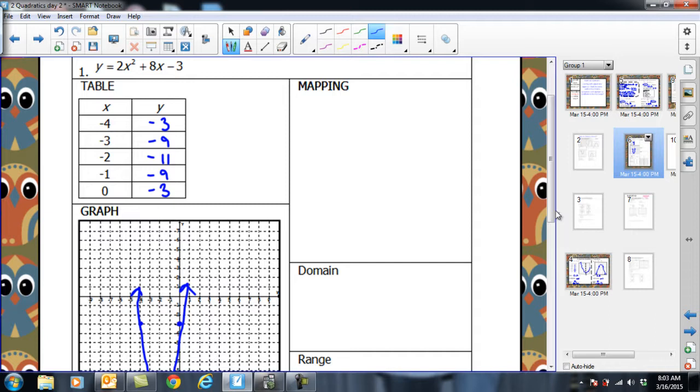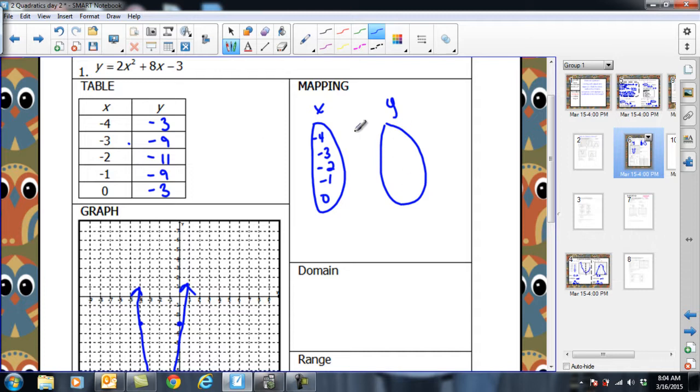Now the next thing is this thing called a mapping. And a mapping is nothing more than a table with ovals. Okay, so we're going to have an oval over here that represents the x values or the domain. We're going to have an oval over here that represents the y values or the range. And just like when we list our domain and my range, any values that repeat, we will not write. We will only write them once. So my x values here, and I'm going to list them in order, least to greatest. I have negative 4, negative 3, negative 2, negative 1, and 0.